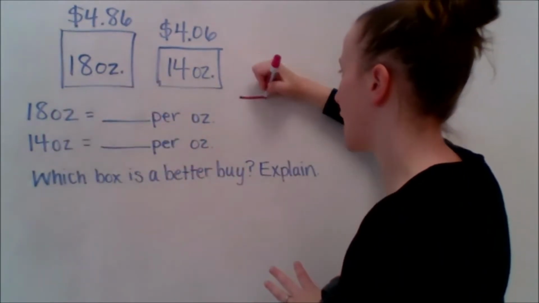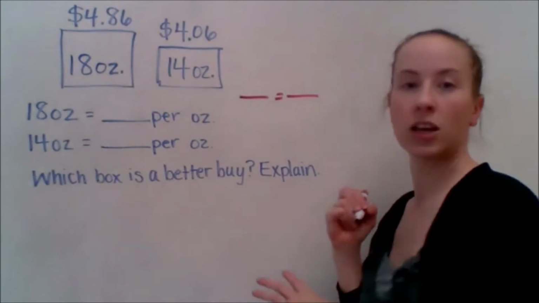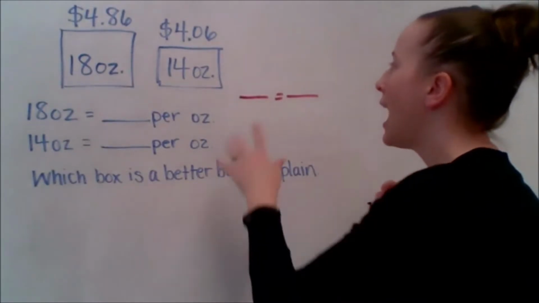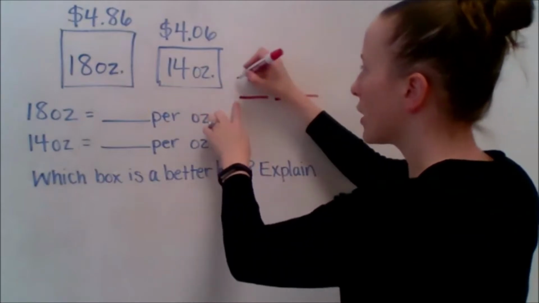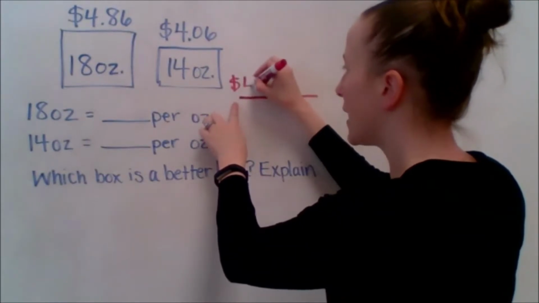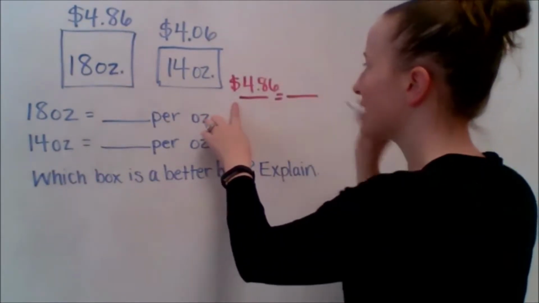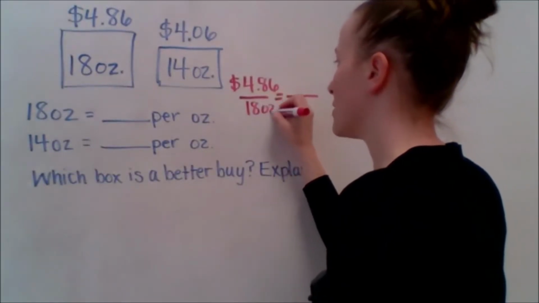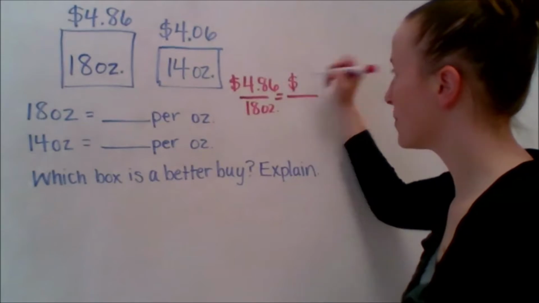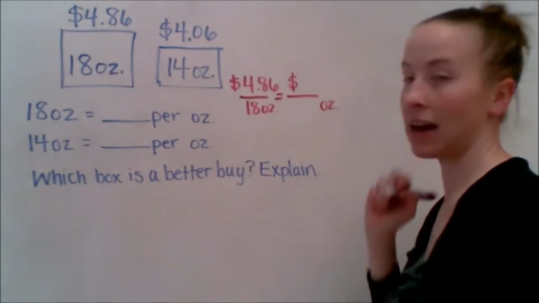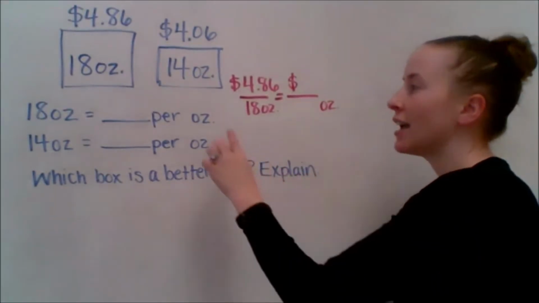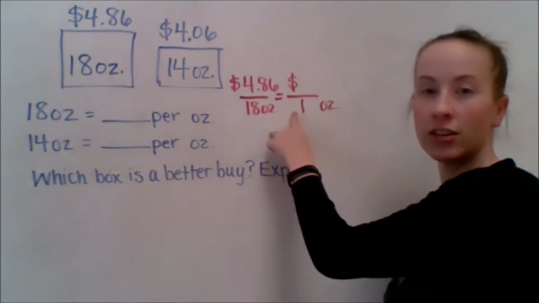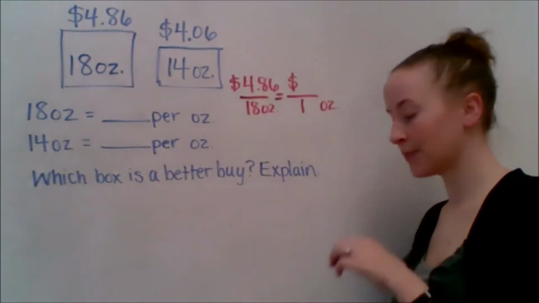So what I'm going to do is I'm going to set up two equivalent ratio bars. It's going to look like equivalent fractions. And I'm going to put the information I know. So over here on the top, I'm going to put the price, which is $4.86. And I'm going to put the size, which is 18 ounces, down. So I'm going to have dollars up top and ounces down below. And if you remember, per means one. So I really want to figure out the price for just 1 ounce.